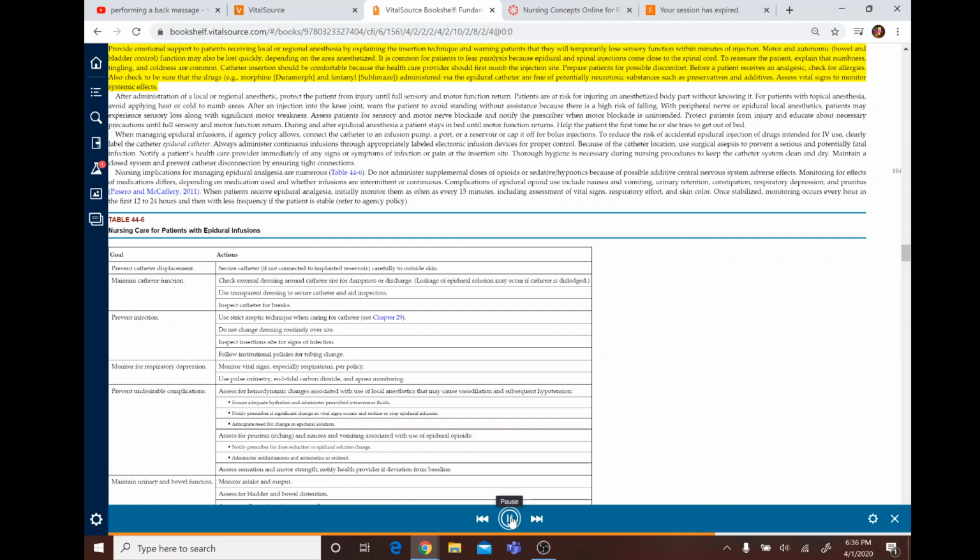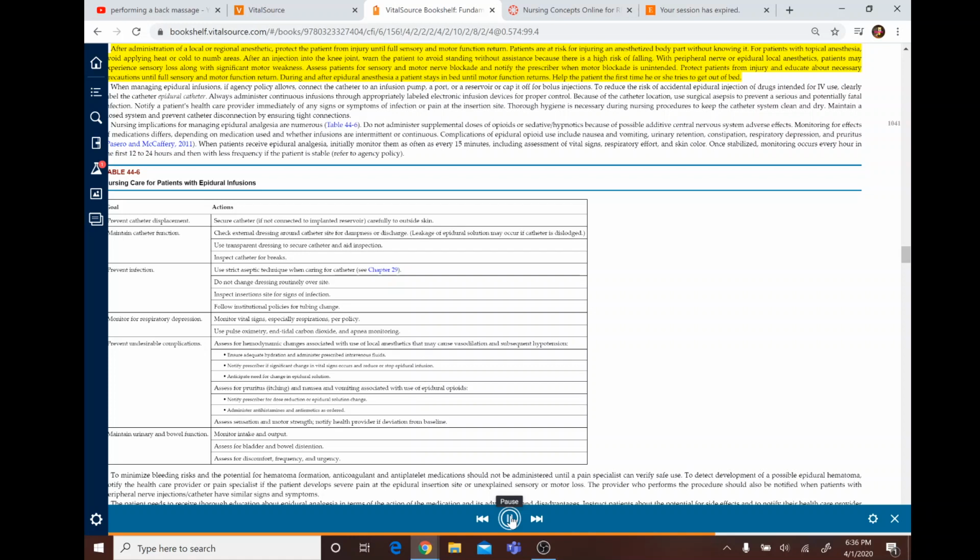Before a patient receives an analgesic, check for allergies. Also check to be sure that the drugs, for example morphine (Duramorph) and fentanyl (Sublimaze), administered via the epidural catheter are free of potentially neurotoxic substances such as preservatives and additives. Assess vital signs to monitor systemic effects.